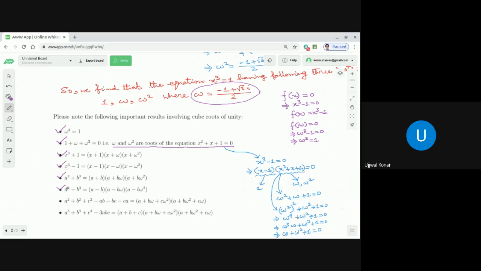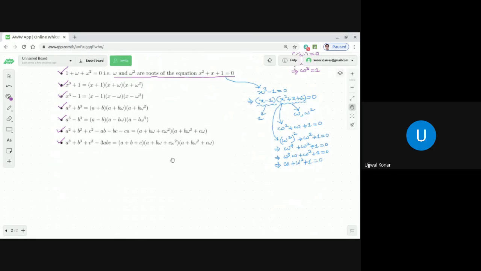And then you can say a square plus b square plus c square minus ab minus bc minus ca. We can write it as a plus b omega plus c omega square into a plus b omega square plus c omega. And finally, a cube plus b cube plus c cube minus 3abc, you can write it as a plus b plus c into a plus b omega plus c omega square into a plus b omega square plus c omega. So these are the important results I will strongly recommend you to remember.